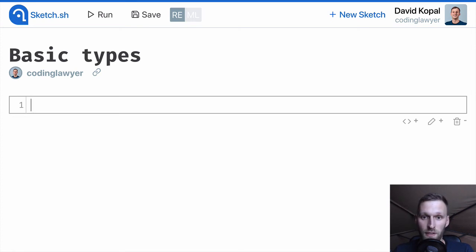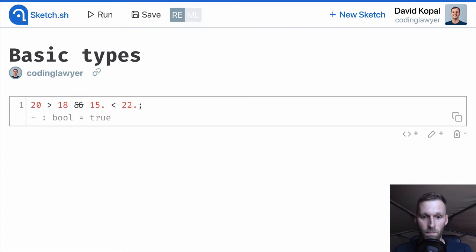So for example, we can do this. And we got back true. We have no type error because we first compared integers and then floats.